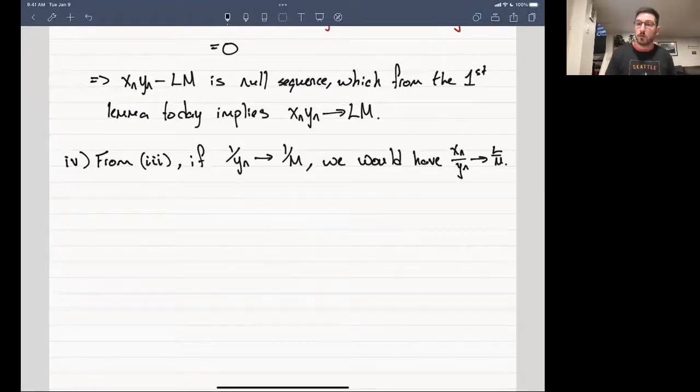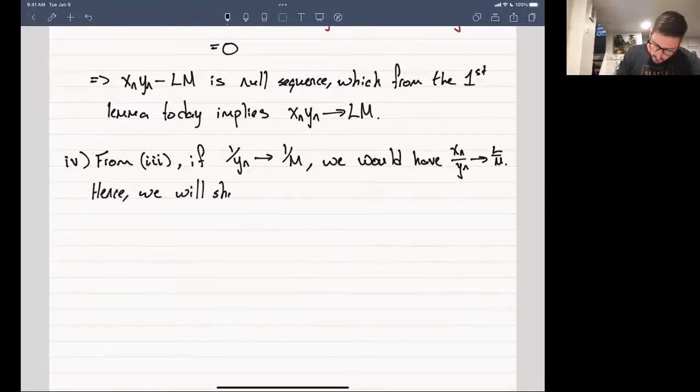Right? So if I can define a new sequence, maybe call it Zn, which is 1 over yn, then if Zn converges to 1 over m, it's again a convergent sequence. And so I can multiply it by xn. And from part 3, where I said if you multiply convergent sequences, the limit is just multiplying the limits, I would have the result. Hence, we will show 1 over yn converges to 1 over m. That's really all that we need to do.